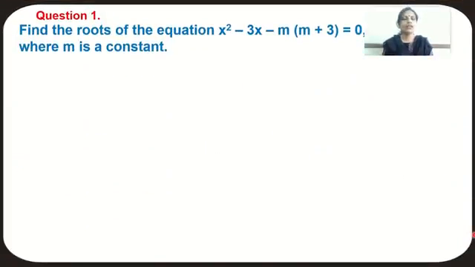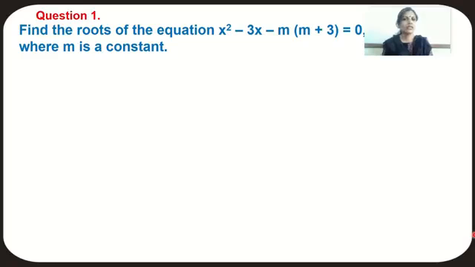Find the roots of the equation x square minus 3x minus m(m plus 3) is equal to 0, where m is a constant. Now if you read the sum carefully, they have not mentioned any method. They have not mentioned that you have to solve it either by a formula method or the factorization method. So that's all up to you. And whenever the method is not mentioned, it is always advisable to make use of the formula method because the chances of getting the sum correct is more in that case.